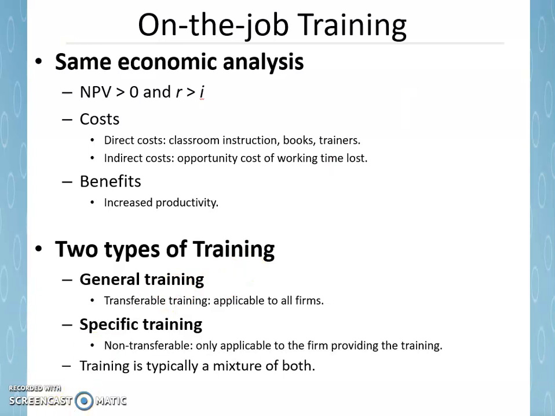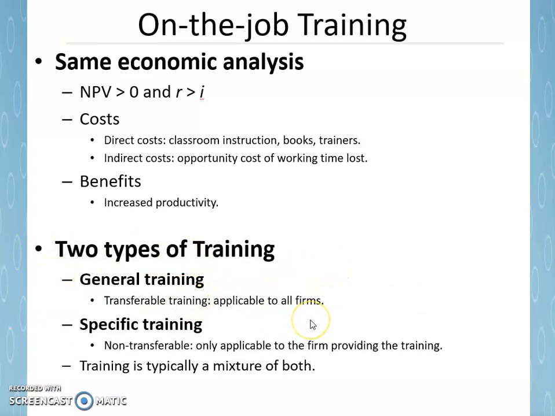There are two types of on-the-job training, general and specific. General training is training that is transferable to other firms. So if you work at, let's say, Vons as a cashier, you develop customer service skills that would be transferable to many other customer service jobs. You could work in a coffee house, you could work at Walmart, you could work in a lot of different positions. So that's general training.